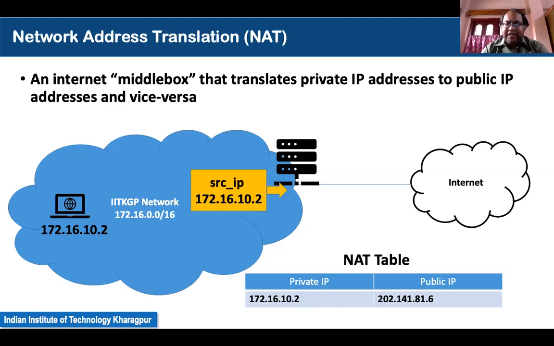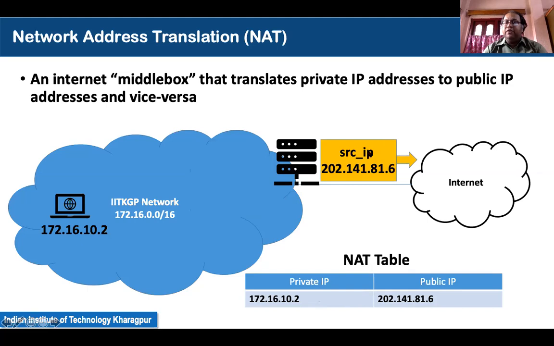Now say the NAT assigns a public IP of 202.141.81.6 corresponding to this private IP 172.16.10.2. So in the NAT table, which is maintained in the NAT device, it makes an entry that for the private IP 172.16.10.2, I have the corresponding public IP, which is 202.141.81.6. And it makes a translation in the packet. That means it changes the source IP of this packet to this public IP of 202.141.81.6 and sends that packet to the outside internet.